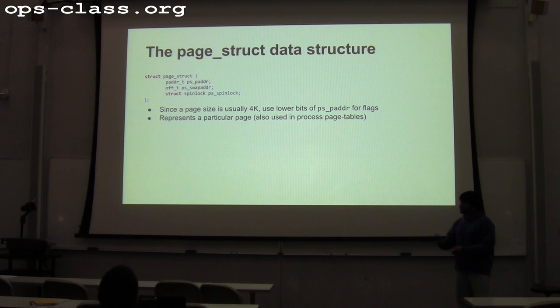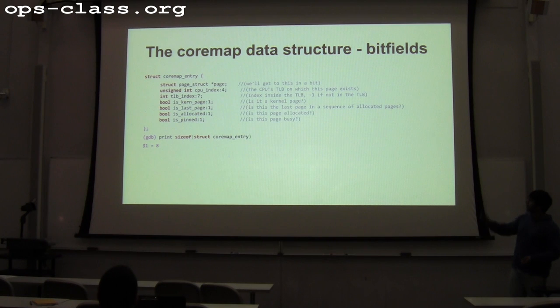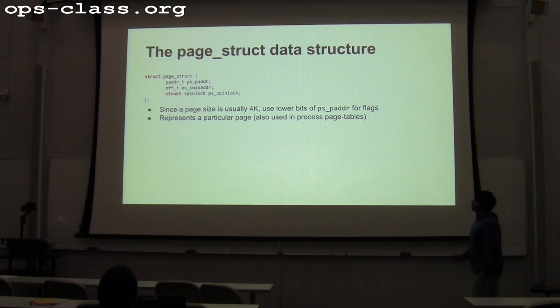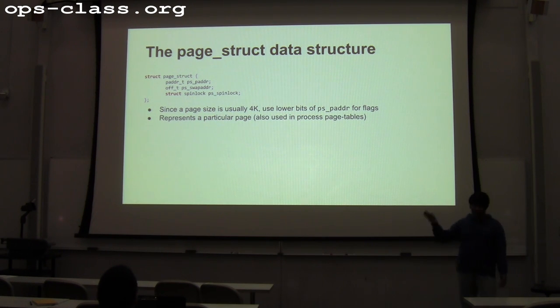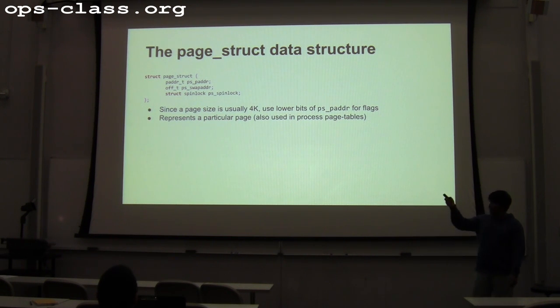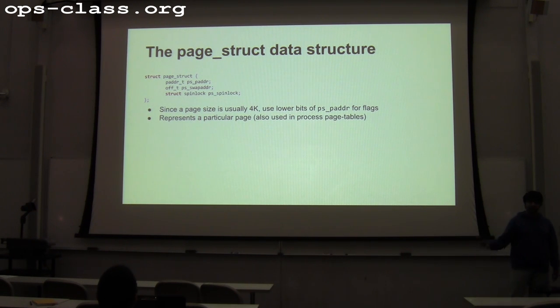Okay, so we spoke about this page struct, which I mentioned there. So what does that have to contain? The page struct is supposed to represent a page itself, right? And this is like the logical page. So what does it have? It has a physical address, which is the start address of that page. It's supposed to have a swap address in case it's swapped to disk, and it's supposed to have a lock so that nobody else can modify this page while it's being used by a process.